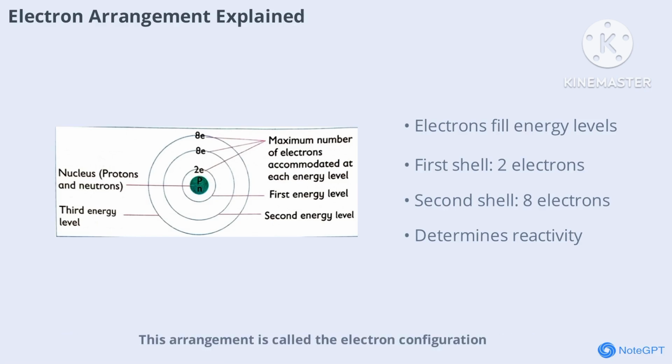This arrangement is called the electron configuration, and it's crucial because it determines how an atom interacts with others, whether it's stable or likely to react. For example, atoms with full outer shells like neon or argon are very stable, while those with incomplete shells like sodium or oxygen tend to react to achieve stability. Understanding electron arrangement helps explain why elements behave the way they do in chemical reactions.